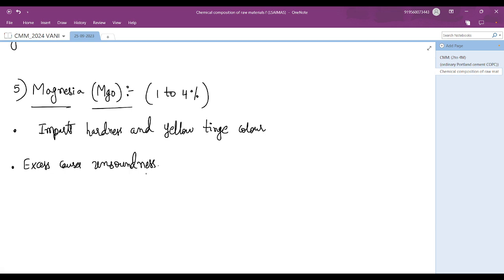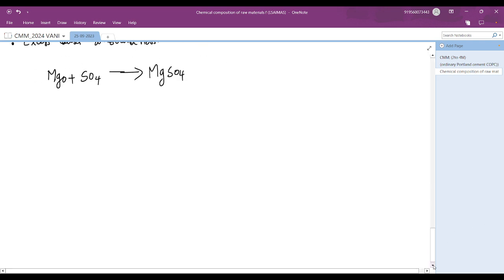So how does this magnesia cause unsoundness? If more magnesia is present, then the excess magnesia present in cement will react with sulfate formed from the sulfur present in cement, and they give rise to magnesium sulfate. This magnesium sulfate is obviously more in volume than the original magnesia, hence it causes unsoundness. Clear? So that is the function and the excess effect of magnesia.